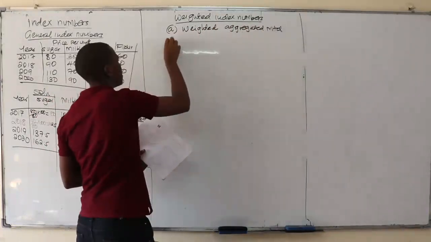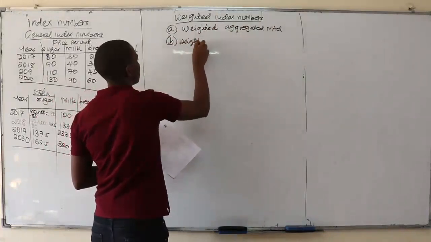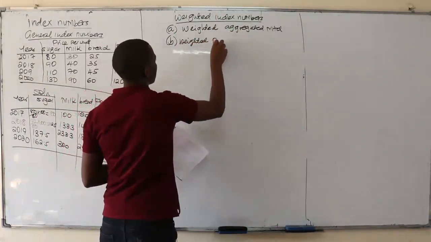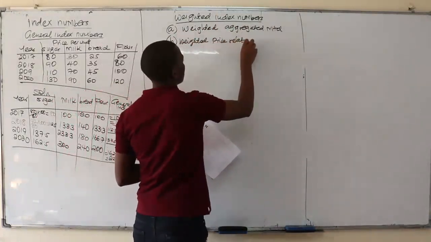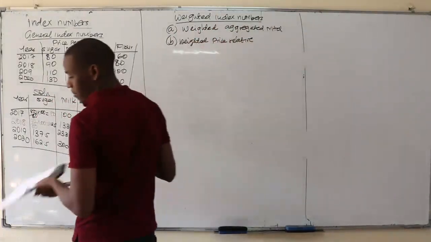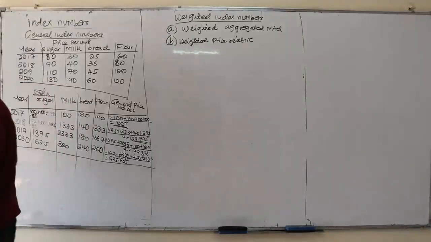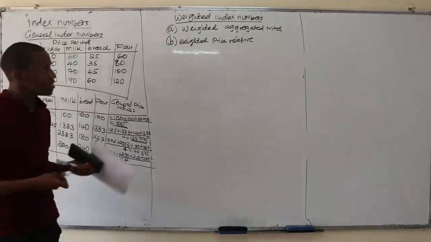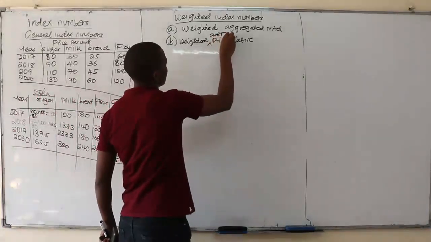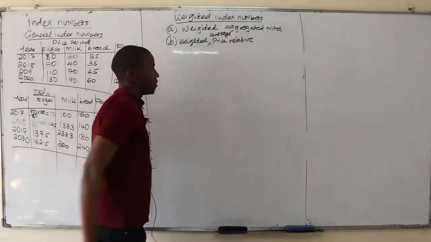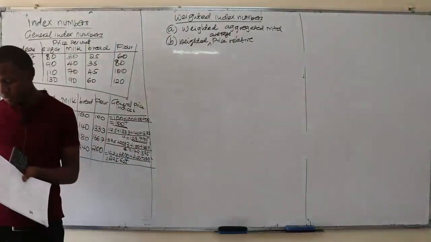And B, we have what we call the weighted average price relative method.